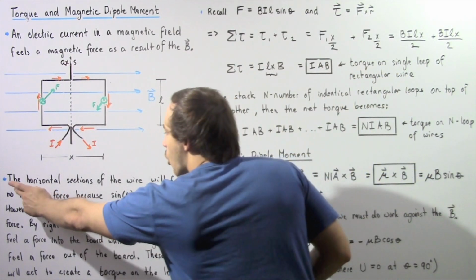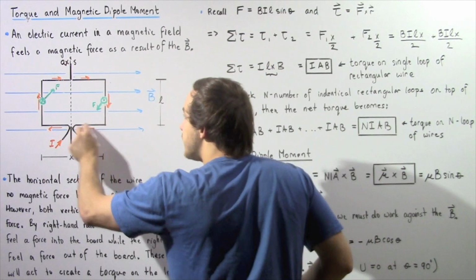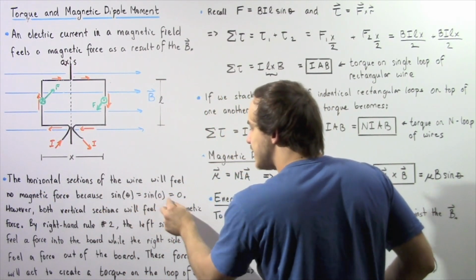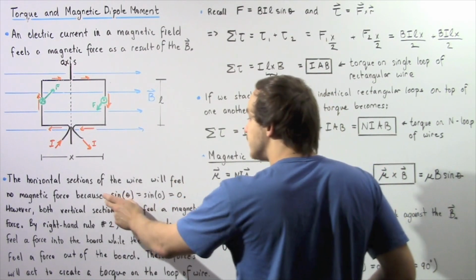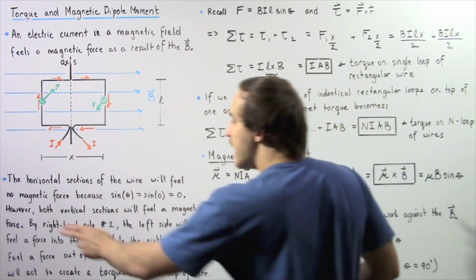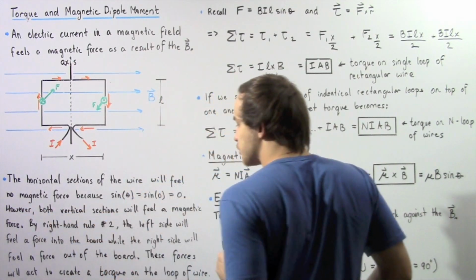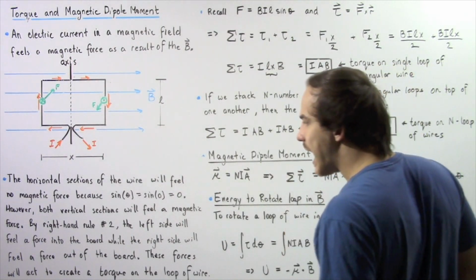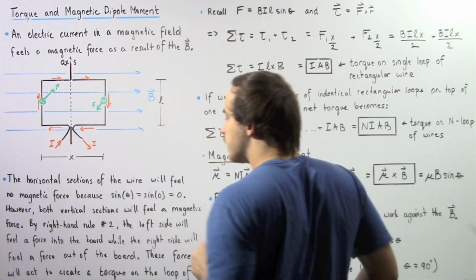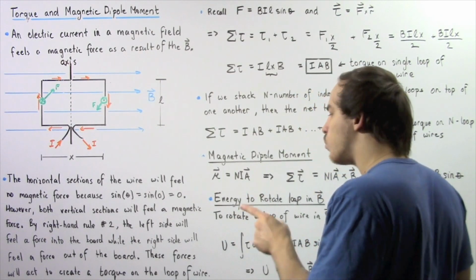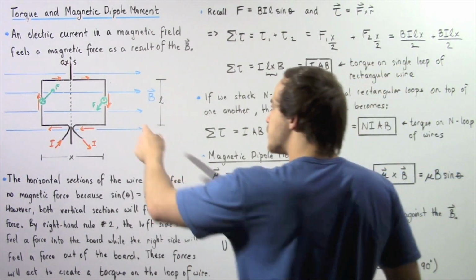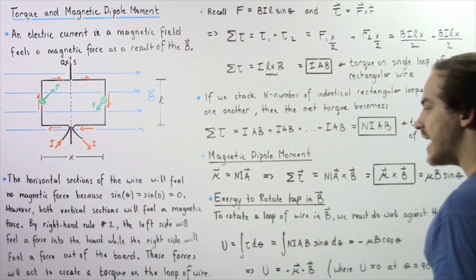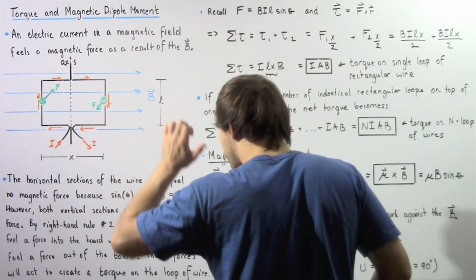Once again, the horizontal sections of the wire will feel no magnetic force, because sine of the angle 0 is 0 and the force depends on the sine of the angle. However, both vertical sections will feel a magnetic force. By the right-hand rule, the left side of our vertical section will feel a force that points into the board, while the right side will feel a force that points out of the board. These forces will add to essentially create a net torque acting on our loop of wire.